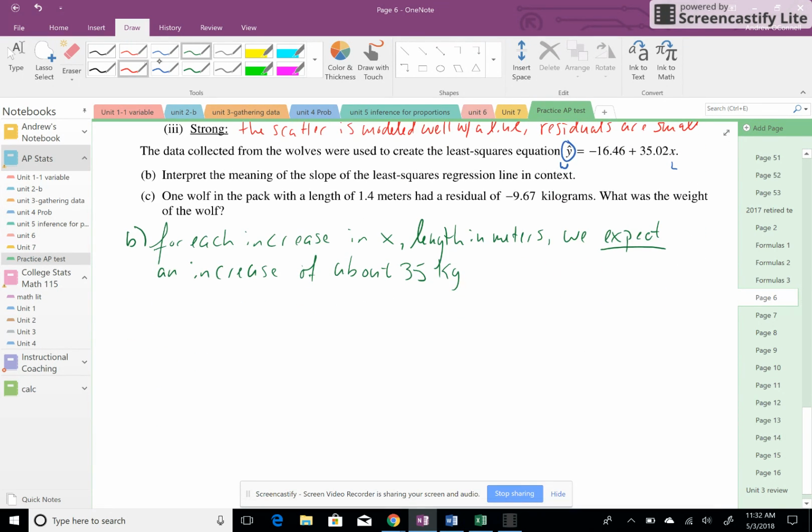C. One wolf in the pack with a length of 1.4 meters has a residual of negative 9.67 kilograms. What was the actual weight of the wolf? So if there's a least squares regression line and we know that the residual is negative 9.67, then the actual weight is going to be under what the predicted weight was.